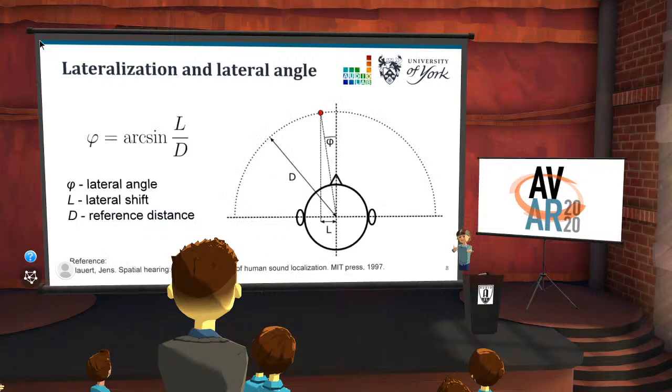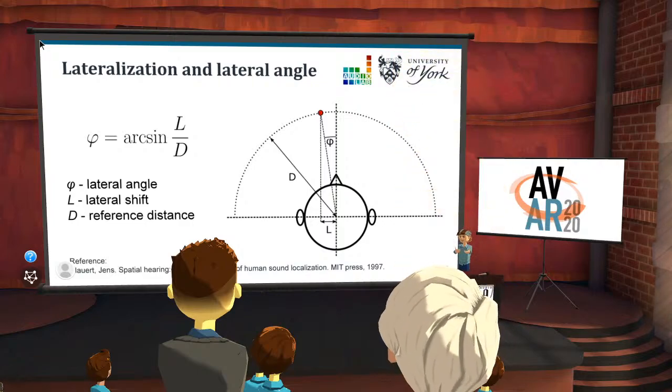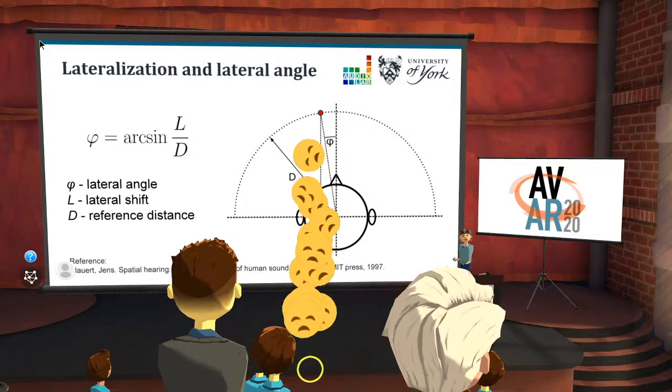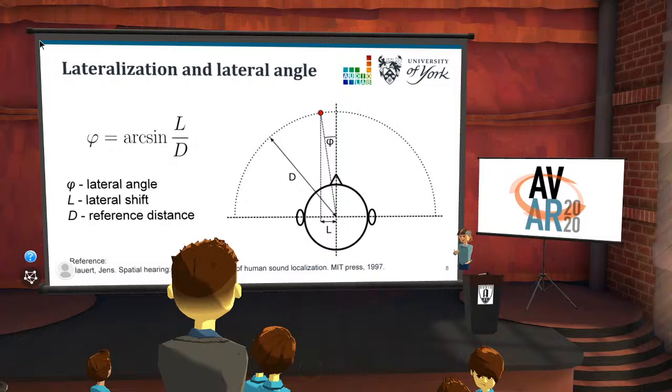So is there a relation between lateralization and direction of the sound source if the sound source were presented outside of our head? Well, there is, as long as we provide a visual reference of the distance to the participant. Once the participant has a distance reference, the relationship is quite simple, and it's a trigonometric identity.